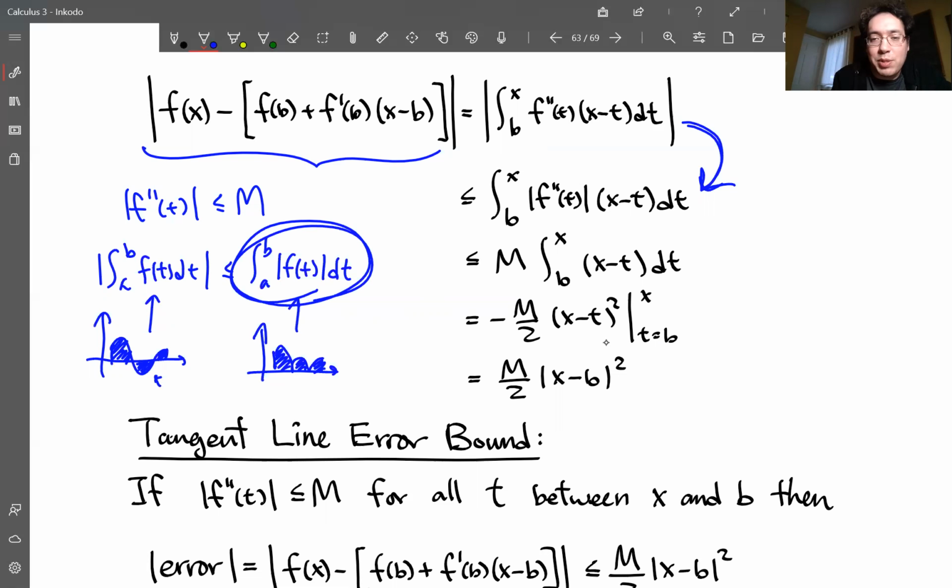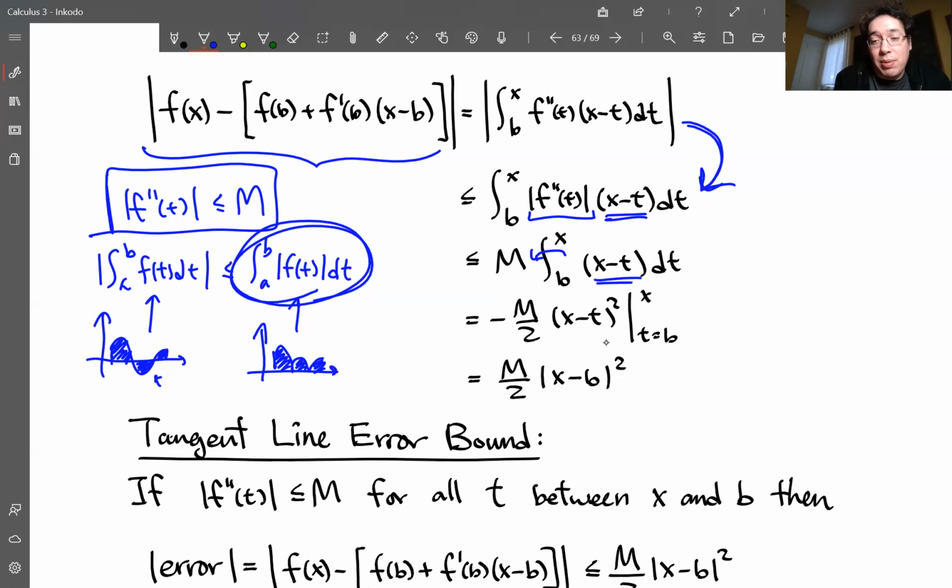So that's what I'm doing from this step here. I just brought the absolute value inside. I don't need the absolute value in front of x minus t because I'm thinking of t as some number between b and x, so this is a positive expression. Now I'm going to use the assumption that f double prime is less than or equal to some constant M, so I'm replacing this with the constant M. And since M is a constant, I'm going to pull that outside of the integral.